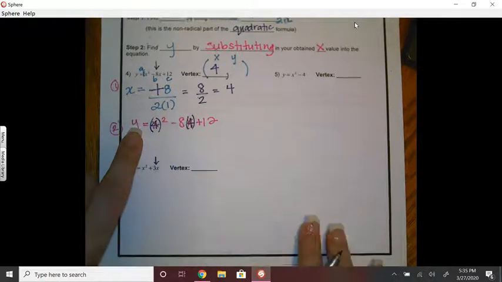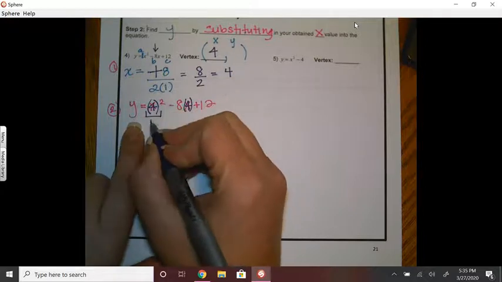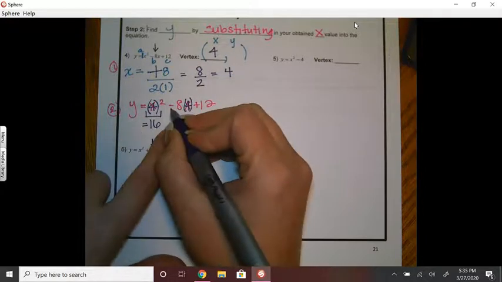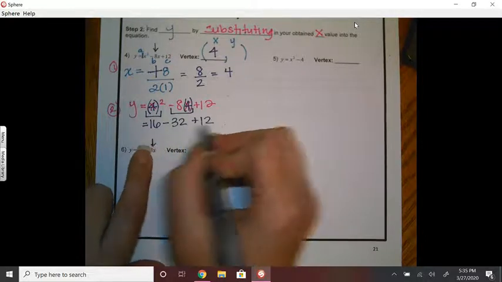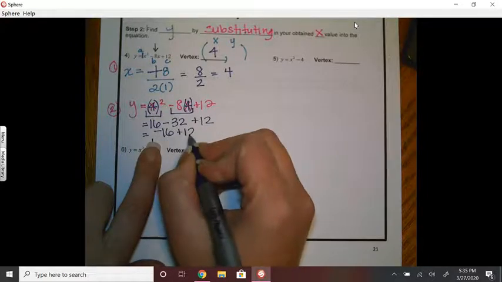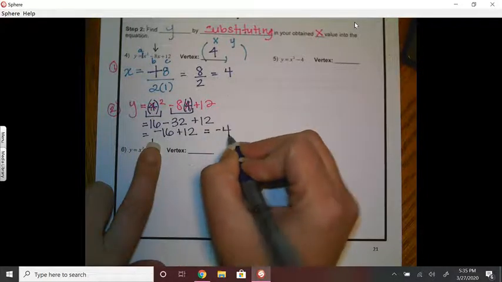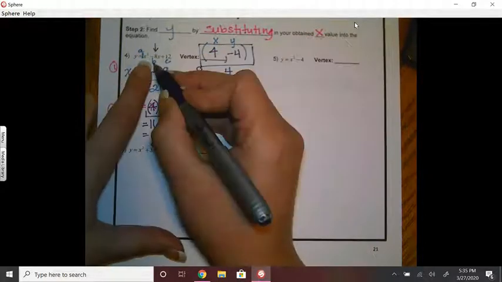And now we are going to evaluate this. Order of operations, exponents first. So 4 squared is 16. Then we do multiplication, and then we're going to add and subtract, and we get -4. So what we just found was the vertex of this parabola here.